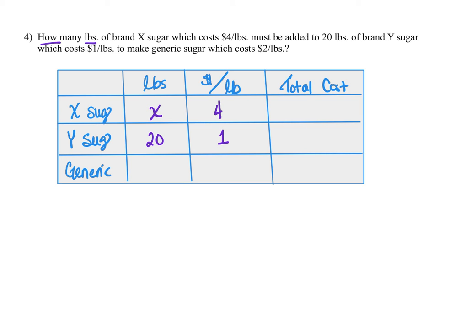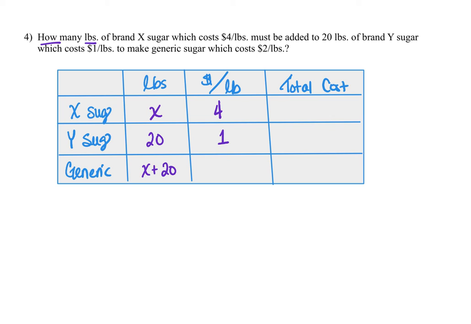Yeah, those two added together, right? So if I add these up, I should have how much sugar I have, right? If I have 5 pounds of the first guy and 20 pounds of the second guy, I should have 25 pounds of sugar when it's all said and done, right?